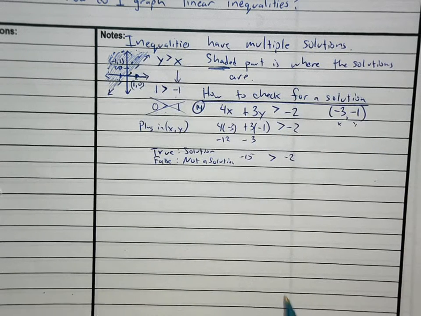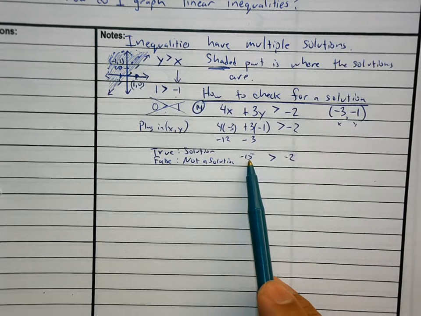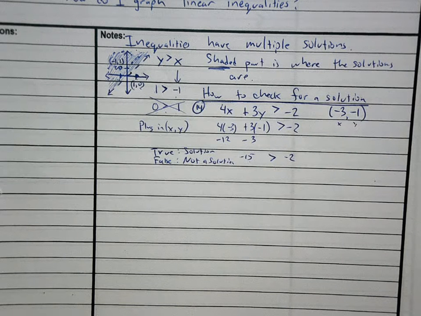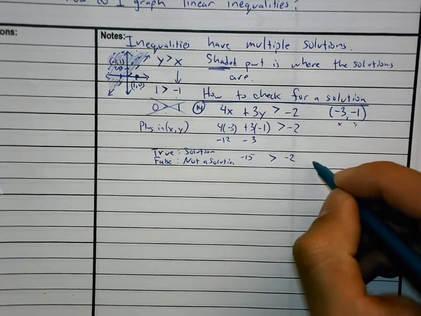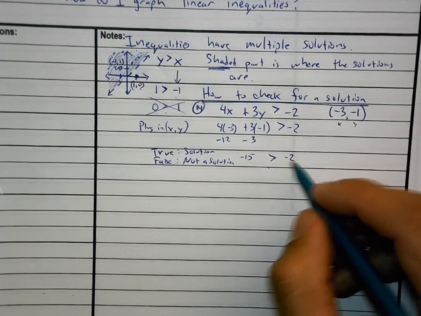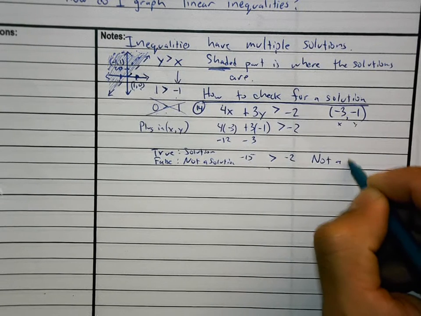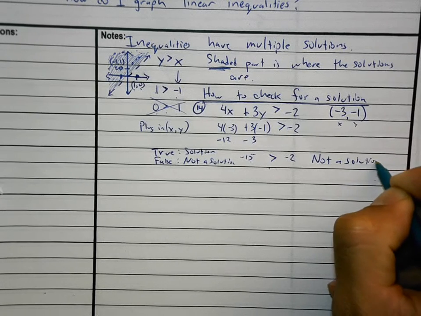Okay. Is negative 15 greater than negative 2? Well, it is not. This is not true, right? This is false. So this is not a solution.